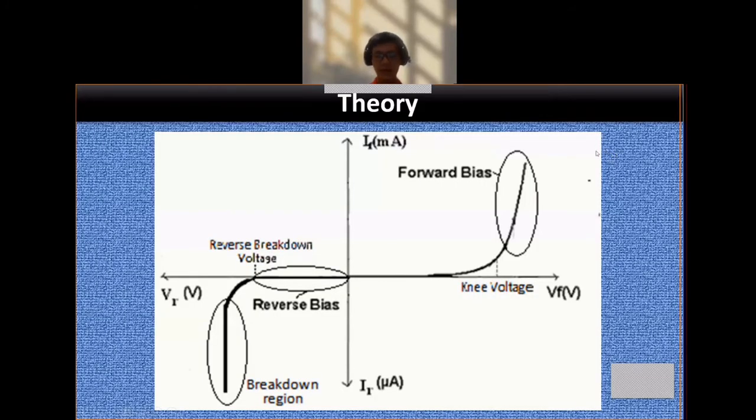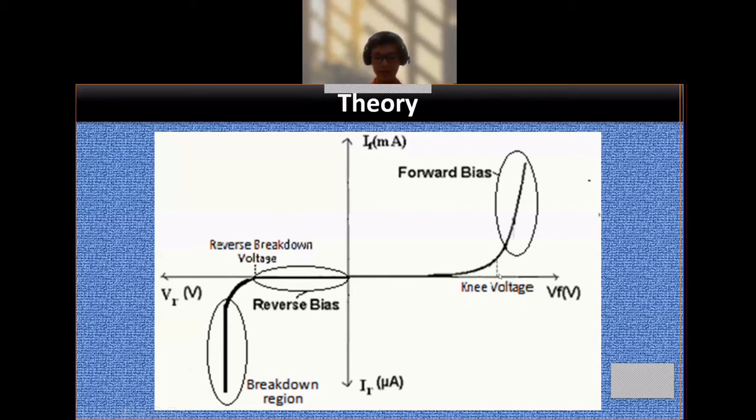Good morning, sir. Now I will explain about the theory of the p-n junction diode. I will use the graph to explain the theory. The F on the graph is forward bias and the R is reverse bias. Firstly, if we use the graph, we need to find the knee voltage and the reverse breakdown voltage.